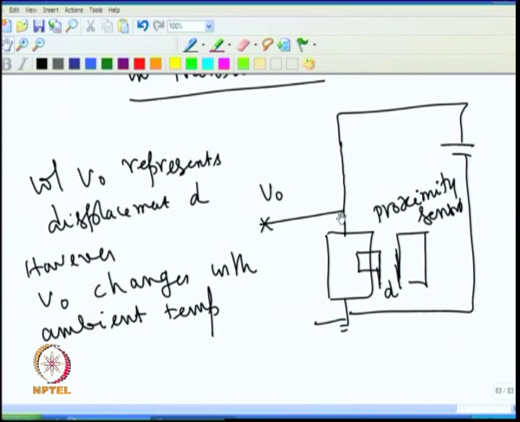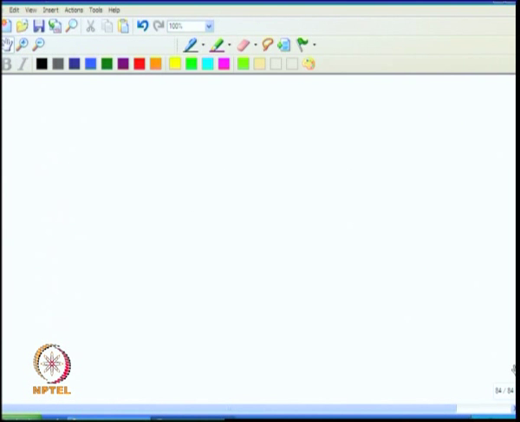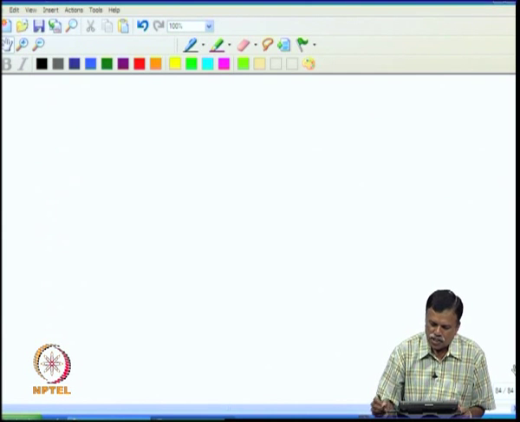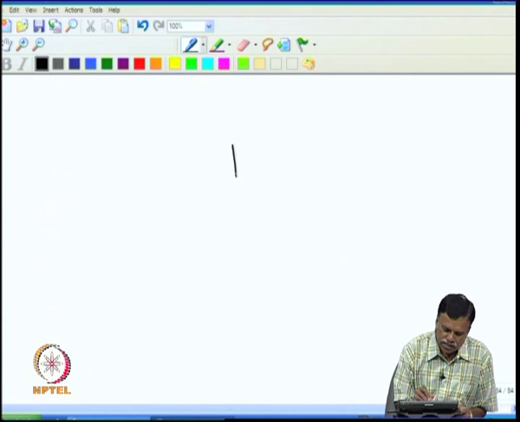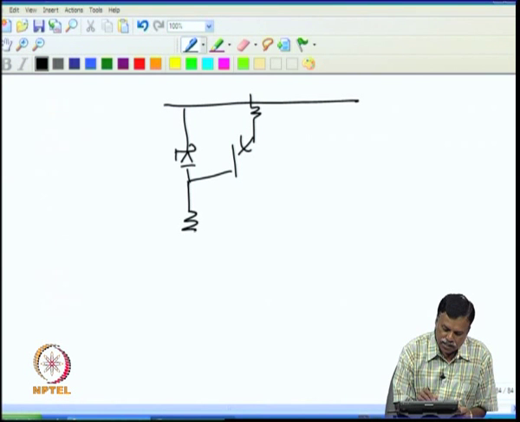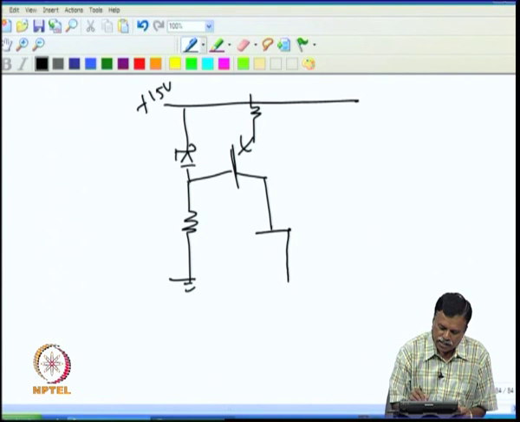So, how to compensate this change? For example, I can sense this change and then do this. One of the applications would be driving the sensor with a constant current source. For example, I put the circuit like this. You have a transistor, assume this is the supply voltage, and then I have a Zener diode connected, then I have the resistance here. For example, this is plus 15 volt, and then this is a load. This load can be a transducer.